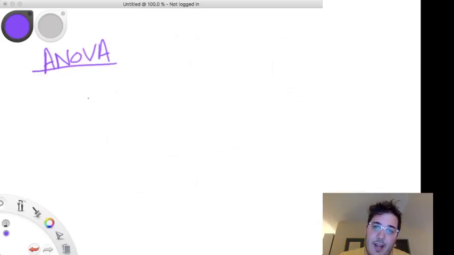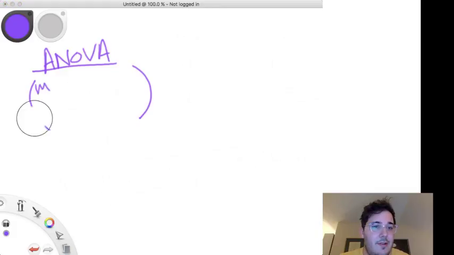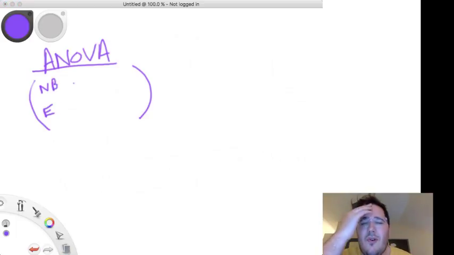you always had two groups, right? So going back to my SAT example, and I'll put this in a big parentheses because this is not ANOVA, you have New Brunswick and Edison, right? I want to know if the SAT scores are different for students in these two school districts.